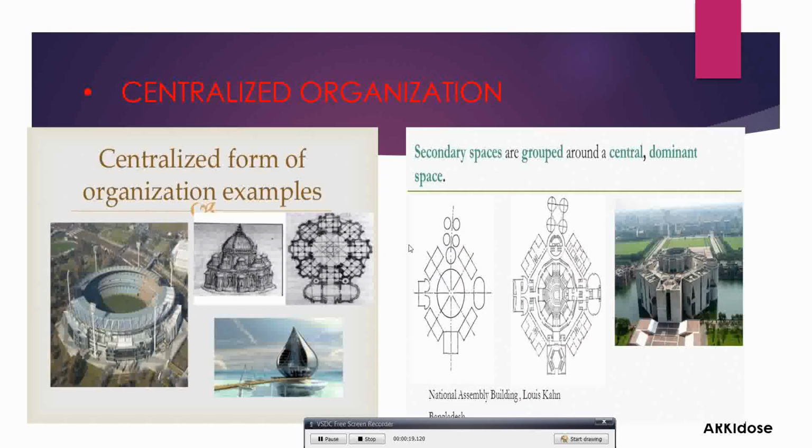So, centralized organization. Secondary spaces are grouped around a central dominant. So, nasa gitna, yung mismong, like this one. So, ito yung common area. And centralized, like this one, it's a stadium or where the players play, and a number of secondary forms clustered about a dominant central parent form.